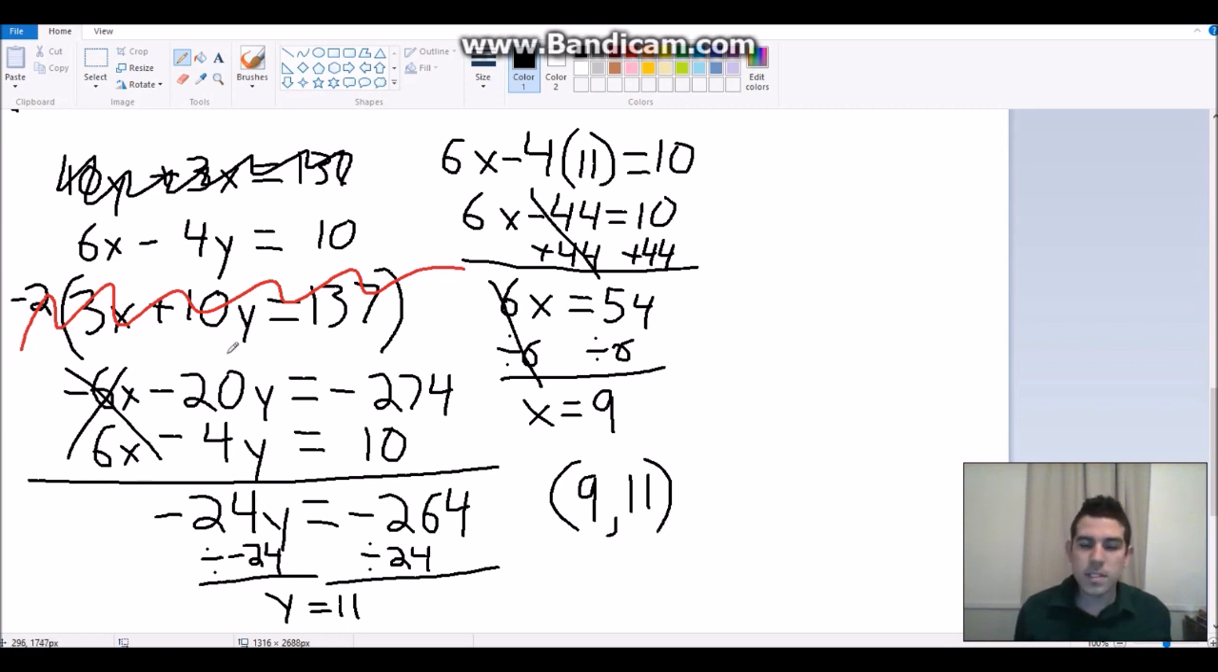So a little bit of work on this one. This is the hardest one we'll see, but there you go. Elimination through combining the two equations.